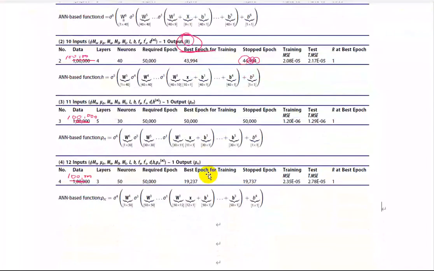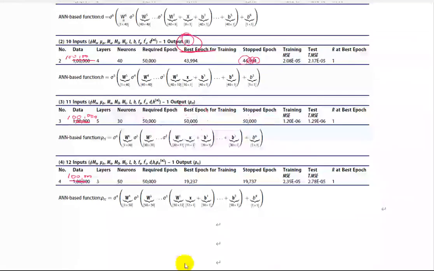If you train ROLT, the epoch that you requested in the beginning is not enough, because you went all the way to 50,000 and 50,000, so we're not sure whether we have achieved the best training results for ROLT with the required epoch of 50,000. So it is always good to see your best epoch and stopping epoch before the required epoch.